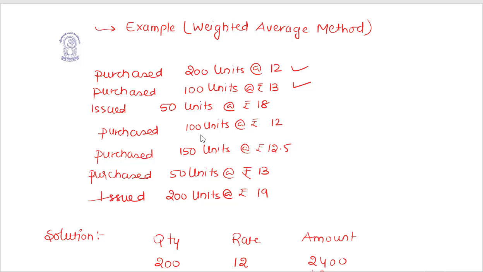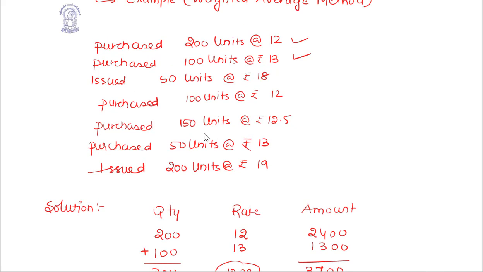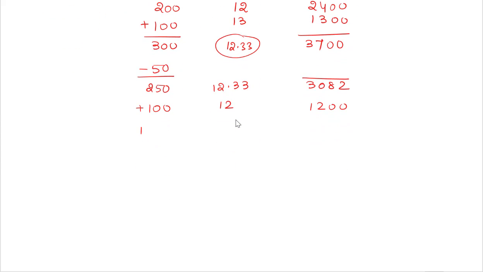Now, again we have purchased 100 units at 12. So 100 units at 12, 1200. Again we have purchased 150 units at 12.5. So 150 multiplied by 12.5.